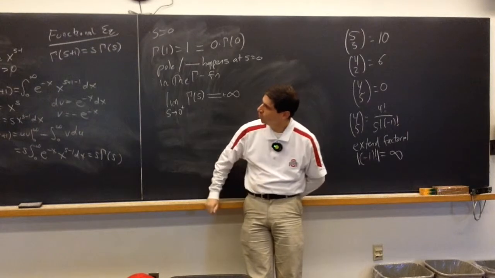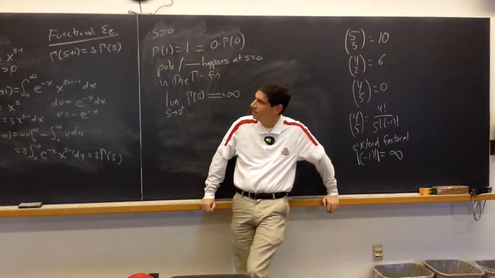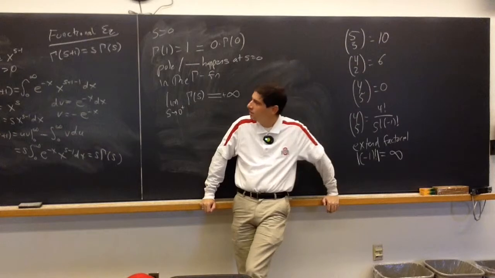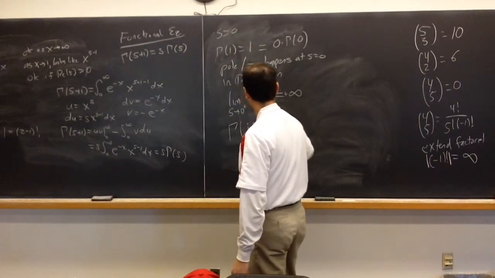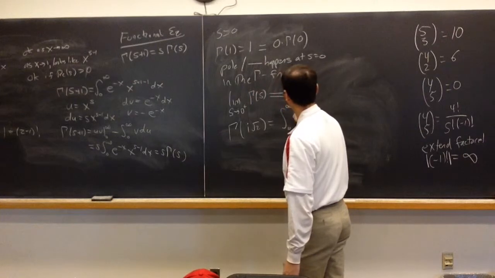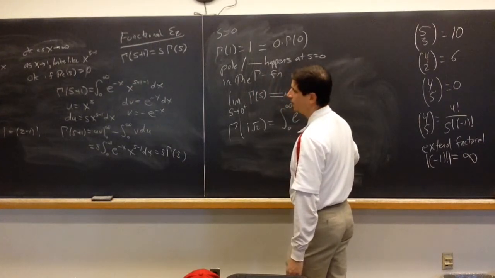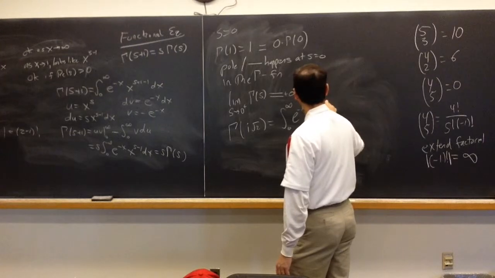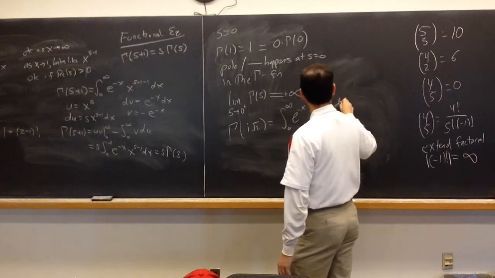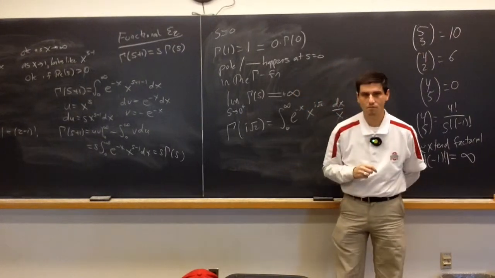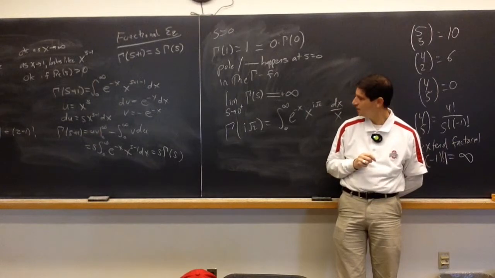Now, an interesting question is, what if you take any point other than s equals 0? What if you take, say, s equals i times pi, or square root of 2 times i? So what about gamma of i square root of 2, which is the integral from 0 to infinity of e to the minus x, x to the i root 2 minus 1? I'll write it as dx over x. What do you think is going to happen now?